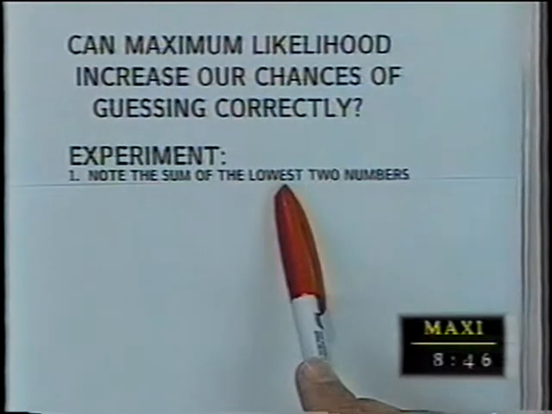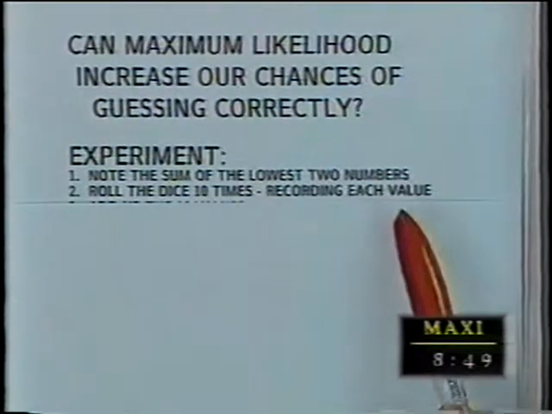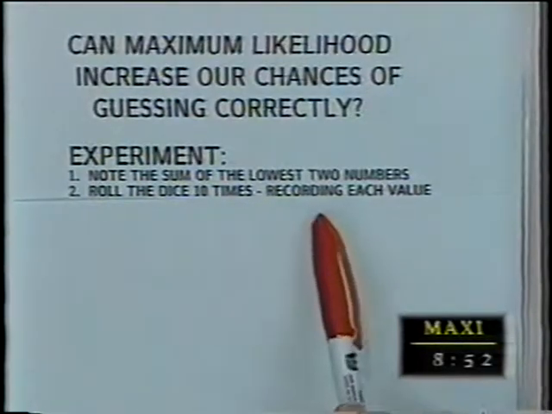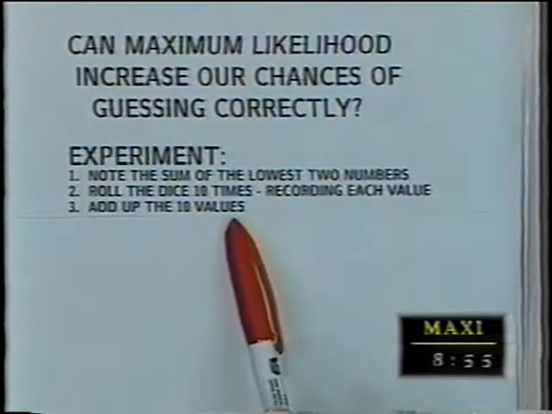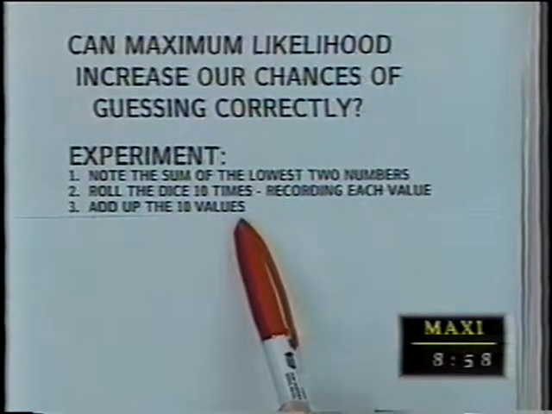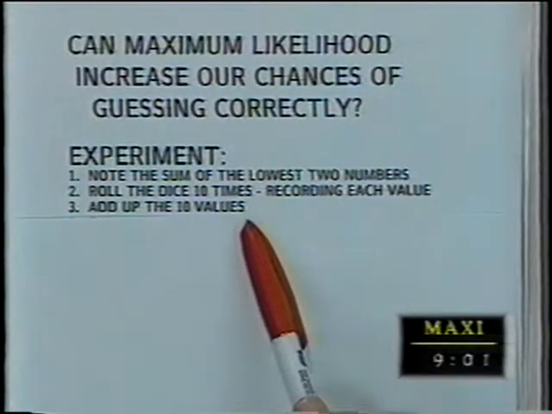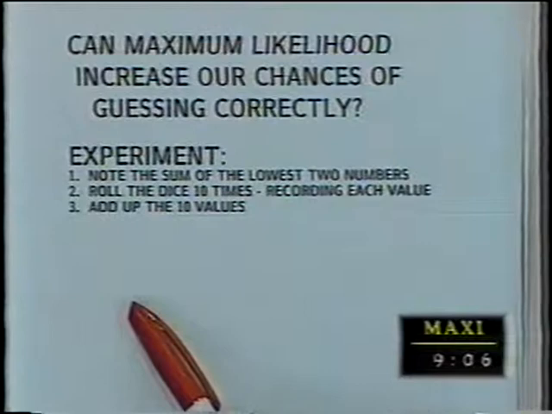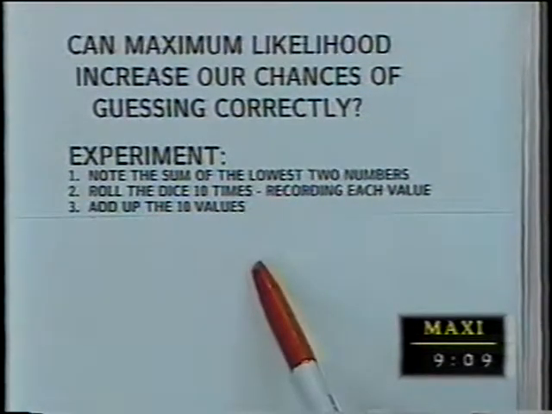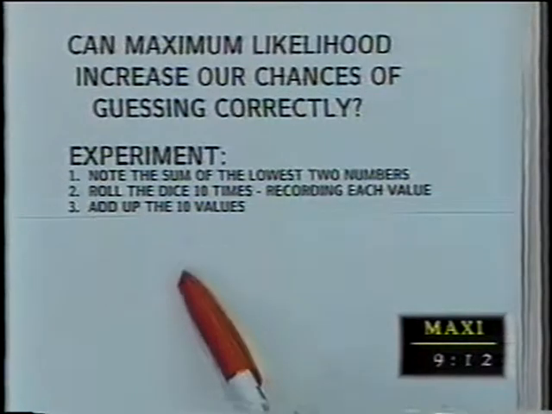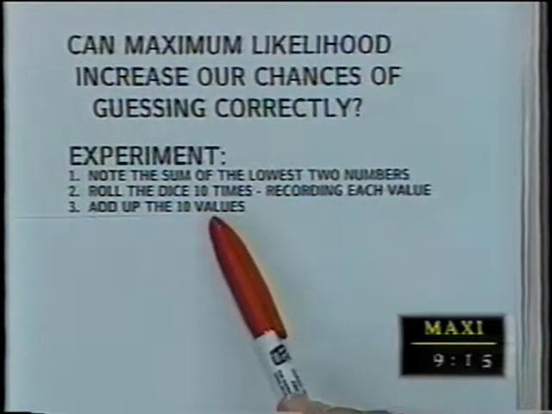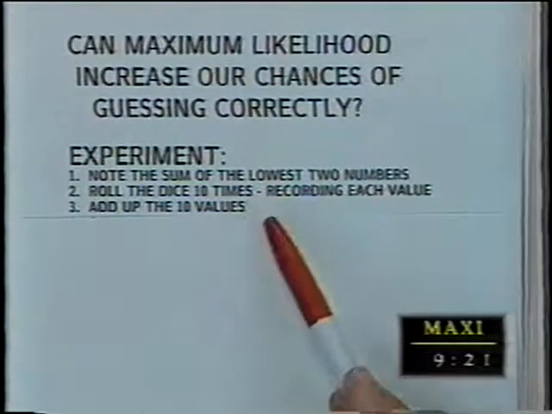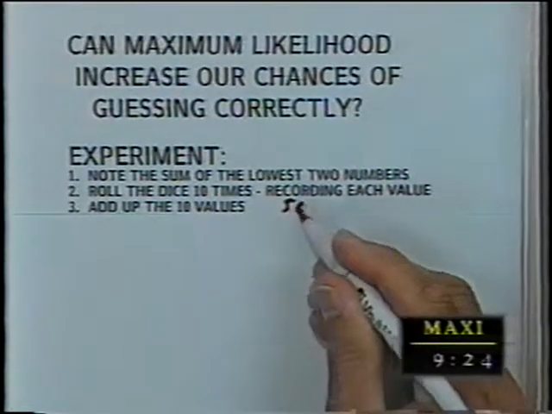So first thing they do is note the sum of the lowest 2 numbers. They know which category I'm in. Then they roll the dice 10 times and record each value and add up the 10 values. All I need is the sum of those 10 values. I'm going to calculate the probability of that sum if the dice were coming from the 2, 3, 4, 5, 6, 7, or 8 category. And I'm going to pick the category which gives me the highest likelihood of obtaining the number that they get. Let's say they got a 56. We'll take that as an example and carry it through. They rolled a 56 on 10 rolls of the dice.